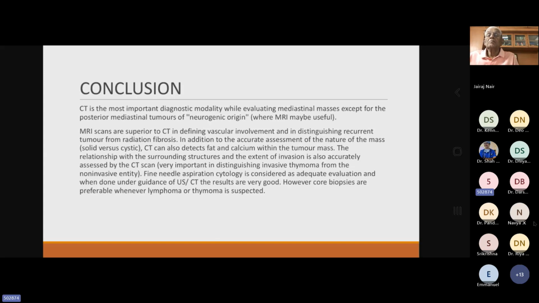FNAC is considered as adequate evaluation when done under guidance by USG or CT. However, core biopsies are preferable whenever lymphoma or thymoma is suspected.